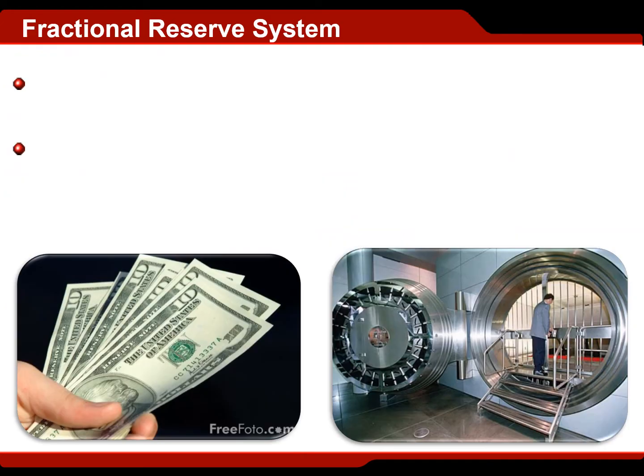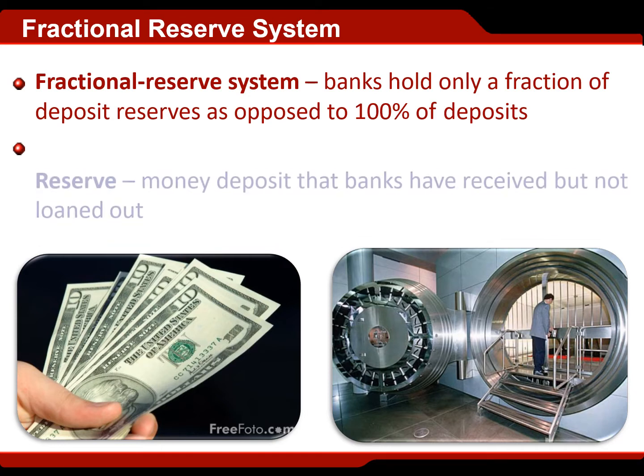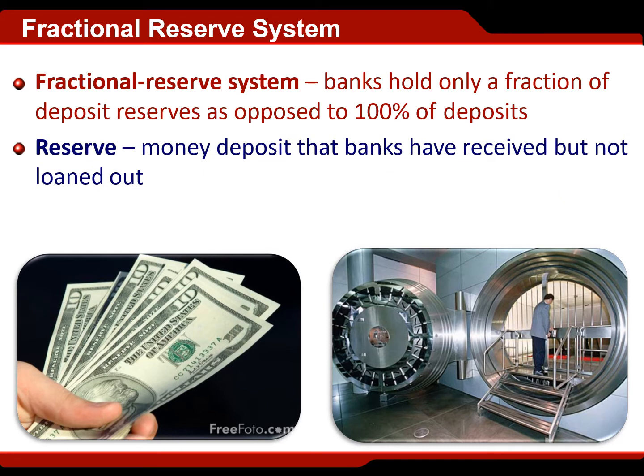Now, another really important part of monetary policy is the fractional reserve banking system. The fractional reserve system means that banks hold only a fraction of their deposits as opposed to 100% of their deposits. Meaning that when you put money in the bank, like if you put $50 in your bank account, the bank doesn't actually have to keep $50 in the vault. As a matter of fact, they only keep a fraction of that. The part that they have to keep in the vault is called the reserve, the money that they receive from you, but that they're not allowed to lend out.